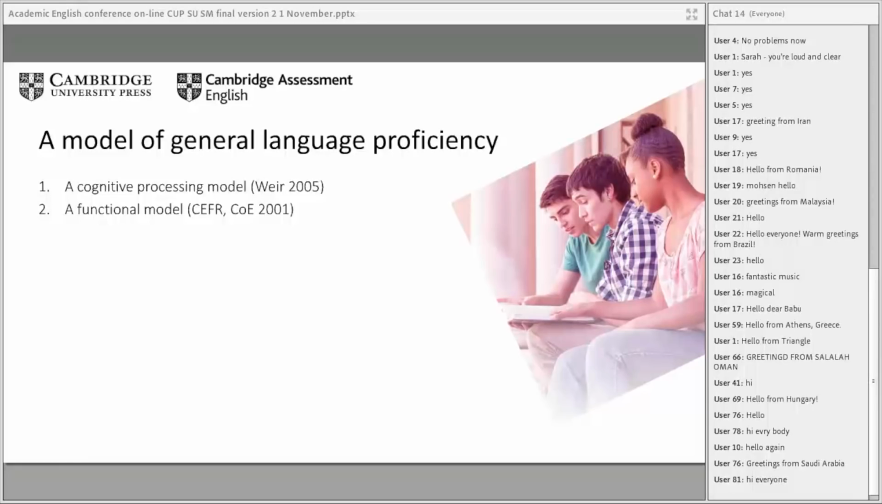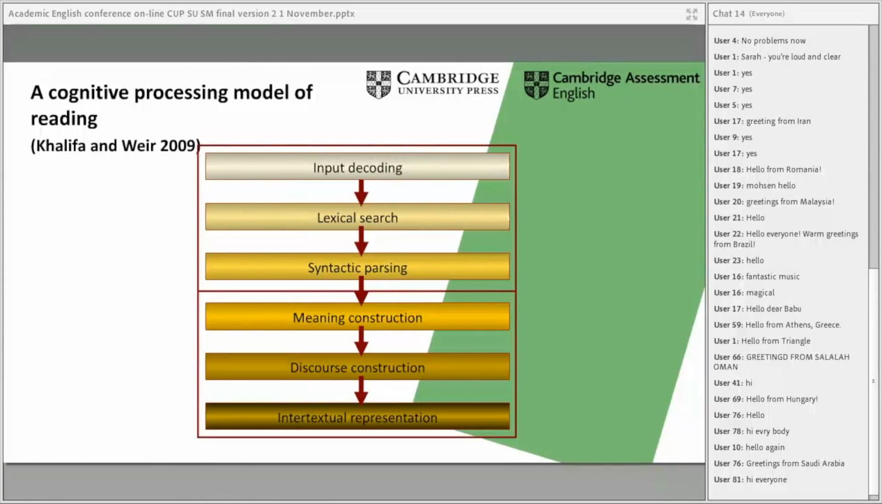And these models exist for reading, for writing, for listening and for speaking. But we'd like to focus particularly today on reading, which is of course very relevant in the academic context. So here we can see the cognitive processing model of reading that was developed by Khalifa and Weir back in 2009. We start off with input decoding.